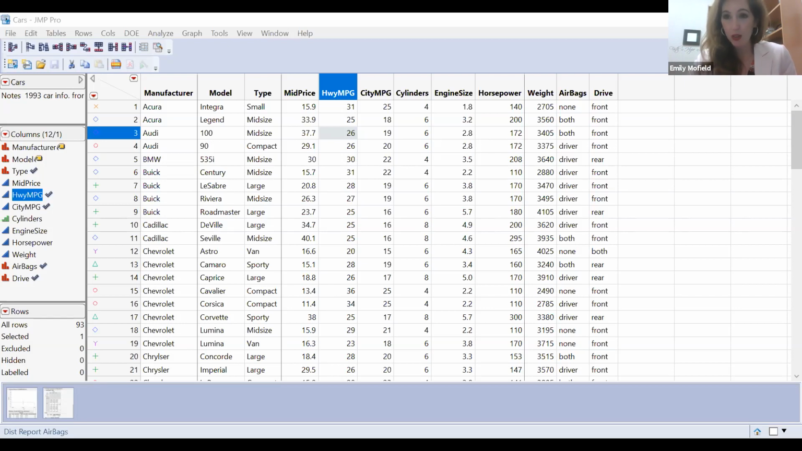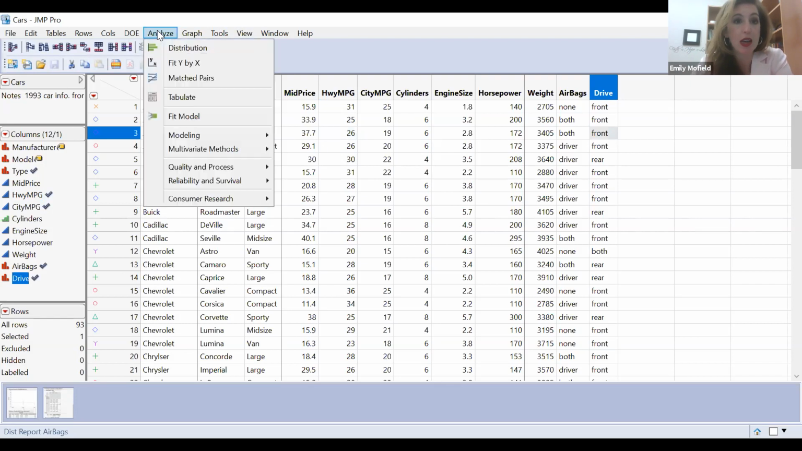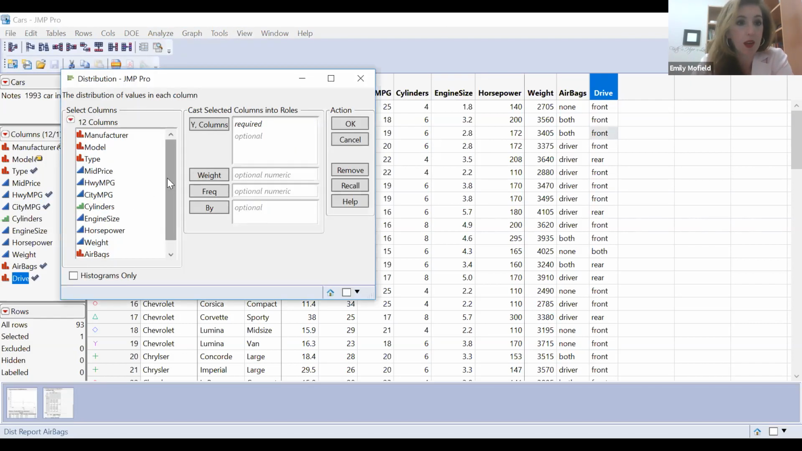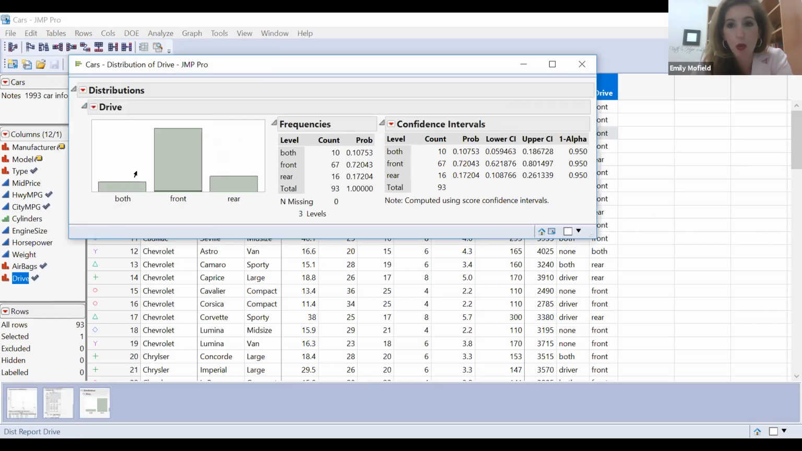So here I'm going to work again with a CARS data set. And I'm just going to do something like, hey, we'll just look at drive. Is this what we would expect to see? Are these the expected proportions of front wheel drive, rear wheel drive, and both? So I do analyze, distribution, and I'm going to put not airbags, I'm sorry. I'm just looking at drive, that's all I'm looking at. Okay, so put it in drive. So what I will do is I'll go and I'm going to test probabilities.